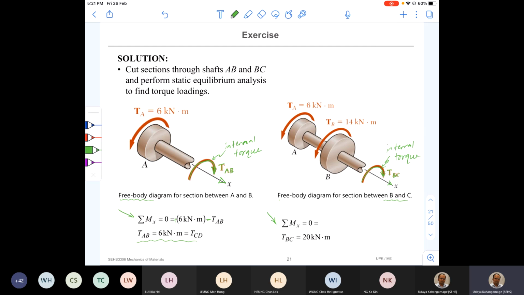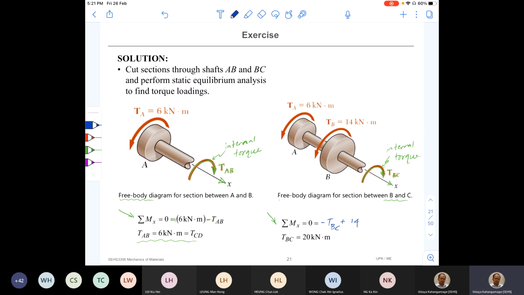And all the moments added together should be equal to 0. So again, start with TBC. Is it positive or negative? TBC is in the negative direction, right? Therefore, it is negative TBC. And TB is in the positive direction. Therefore, it is positive 14.